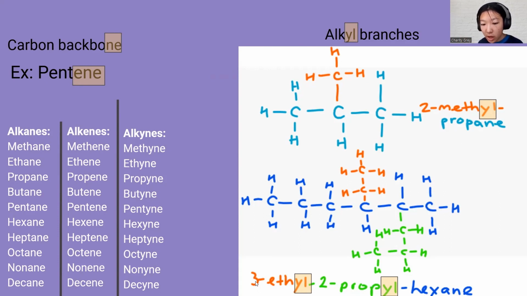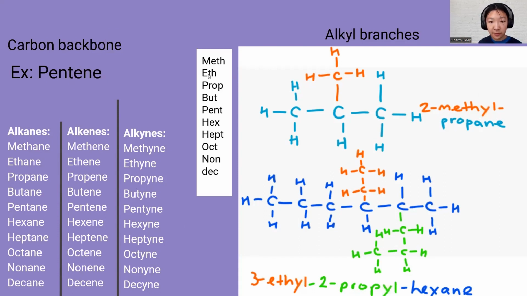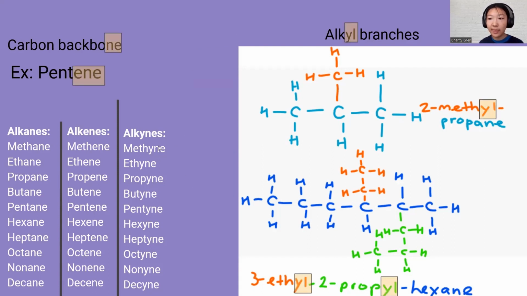But what's the same at the front? The thing at the front is all the same. The eth, prop, meth, that is all the same, right? You look here: meth, eth, prop, but, pent, hex, hept, oct, non, dec. That is the same between these two things, right? So your carbon backbone and your branches have the same starting prefix: meth, eth, prop, but. What is different? It is the ENE, the YL, the ANE, the YNE, right? So that's what's different and what's the same.